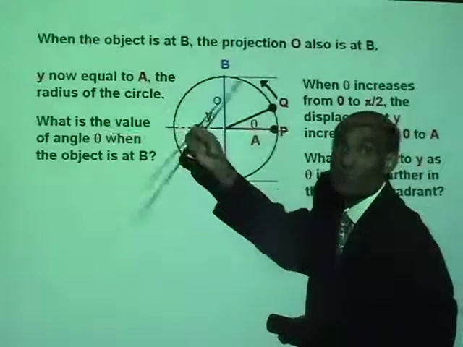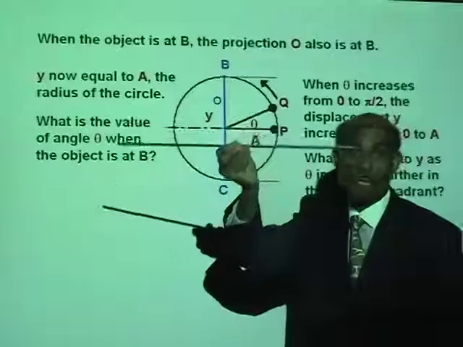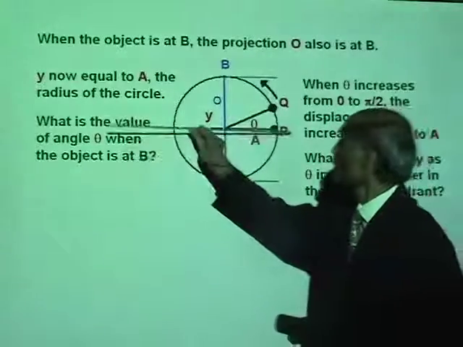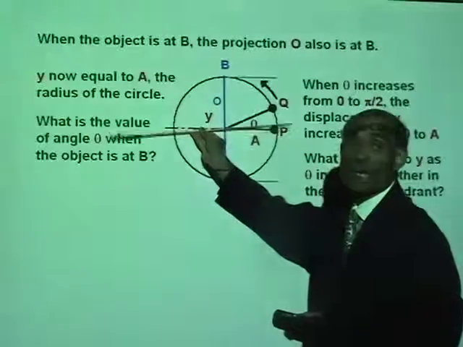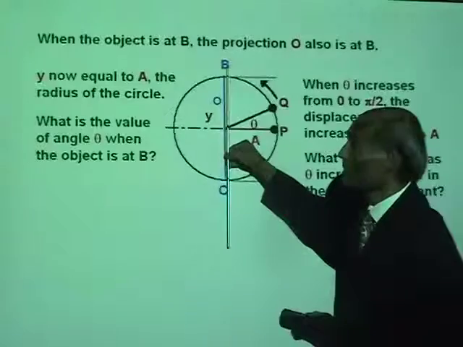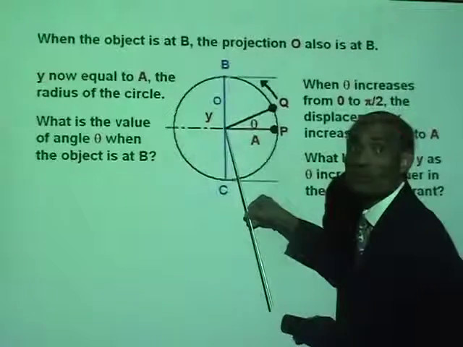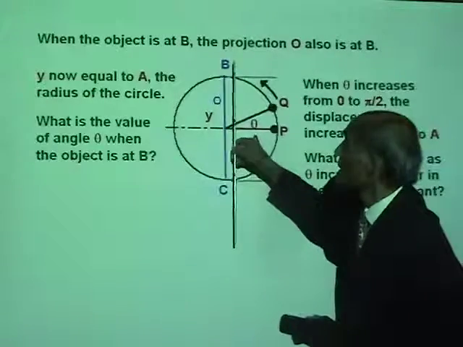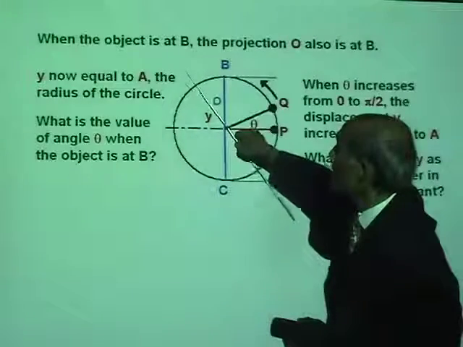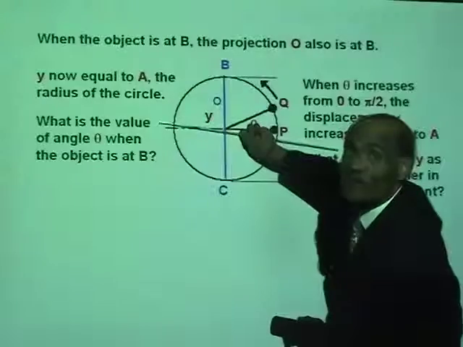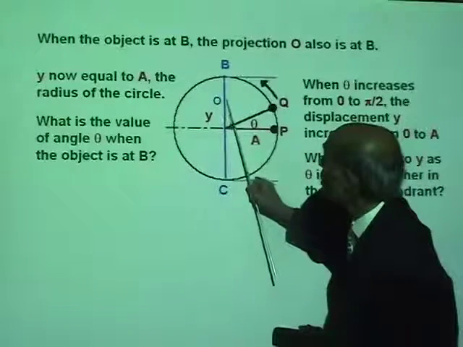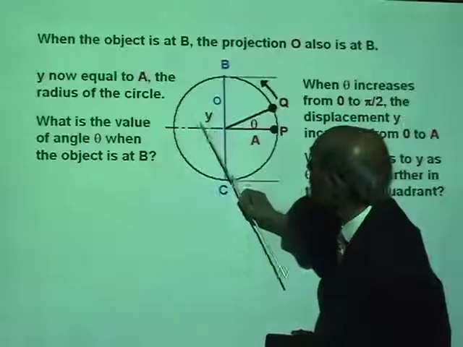Watch my little pointer. I'm going to use this as a constant companion for my class. So as angle theta increases from 0 to pi by 2, Y increases from 0 to A, and as the angle increases from pi by 2 to pi. Are you understanding this? The angle now increases from pi by 2 to pi.